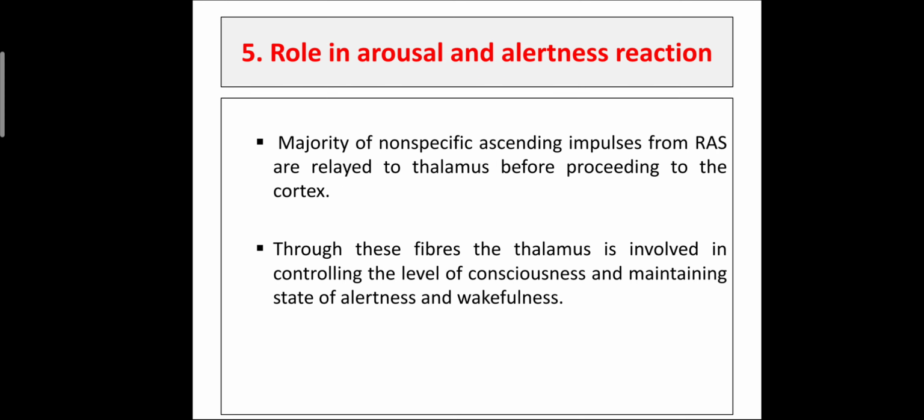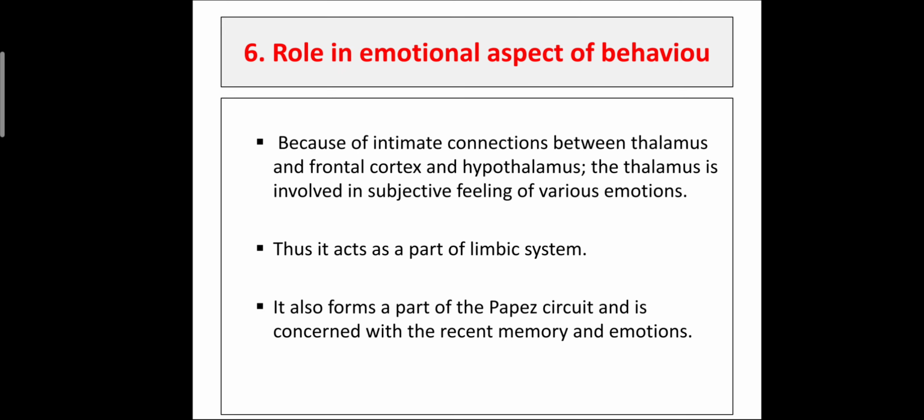Also, thalamus has a role in the arousal and alertness reaction. The majority of non-specific ascending impulses from the reticular activating system are relayed to the thalamus before they proceed to the cortex. Through these fibers, the thalamus is involved in controlling the level of consciousness and maintaining the state of alertness and wakefulness. Role in the emotional aspect of behavior.